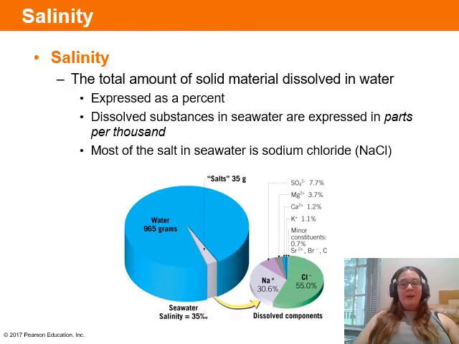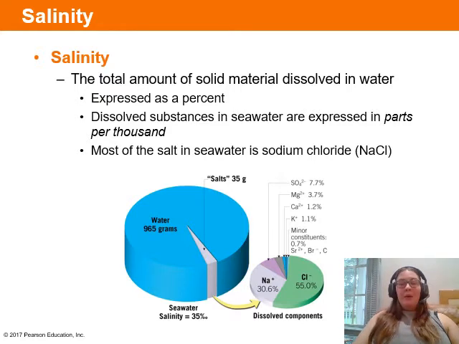So when we're talking about salinity, this isn't just the amount of salt in our water. It's any type of solid material that's actually dissolved in the water, so that the particles are so small that we can't see them even with a microscope. But generally, the most common thing that is dissolved in our water is going to be some type of salt.